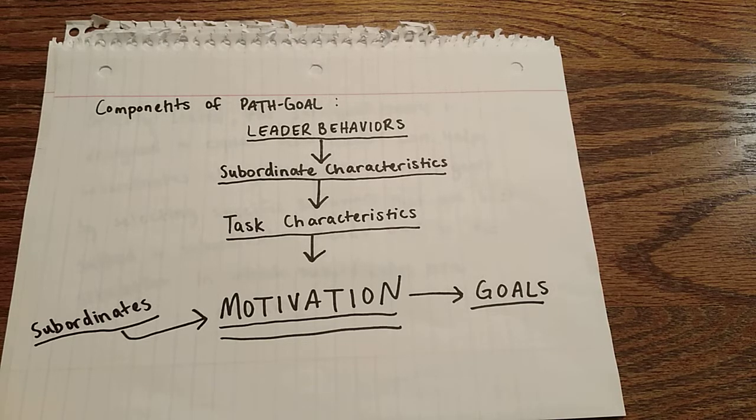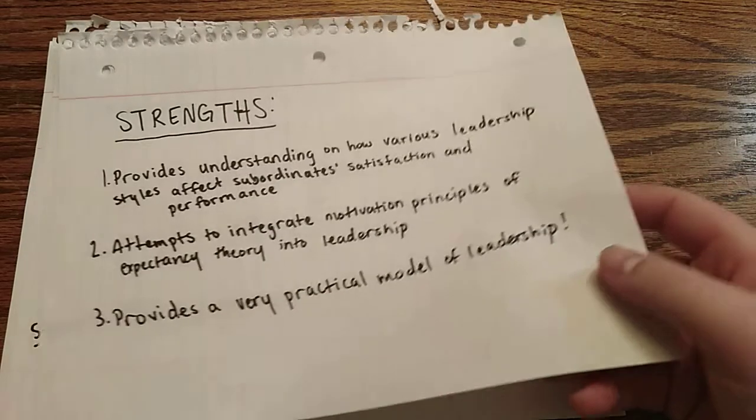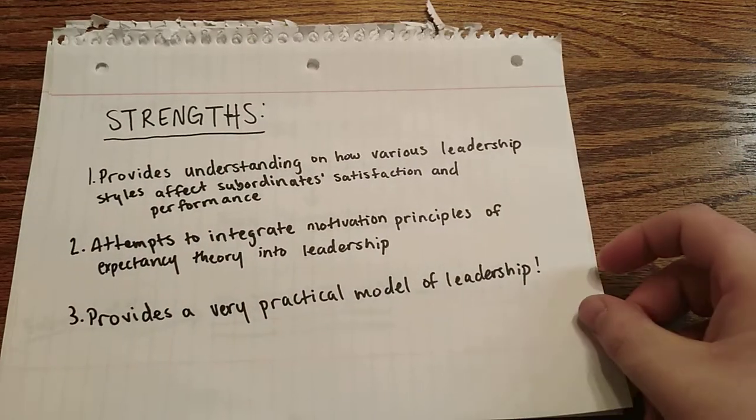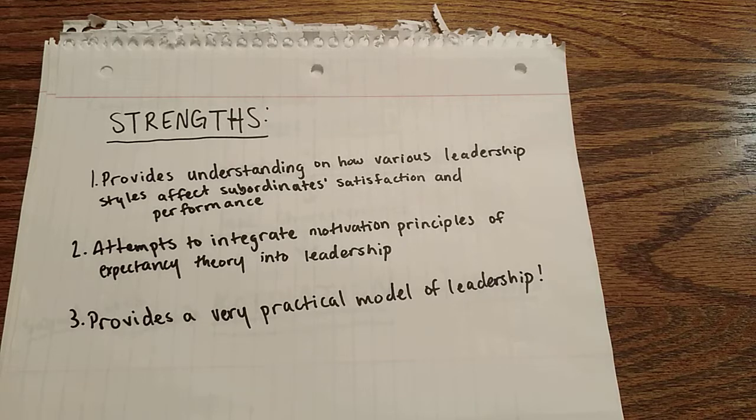Path goal theory has several positive features or strengths. First of all, the path goal theory provides a useful theoretical framework for understanding how various leadership behaviors affect subordinate satisfaction and work performance. A second strength is that it attempts to integrate the motivation principles of expectancy theory into a theory of leadership. No other leadership approach deals directly with motivation in this way.